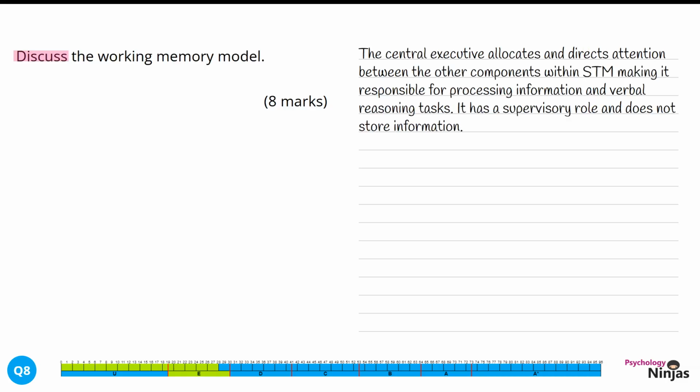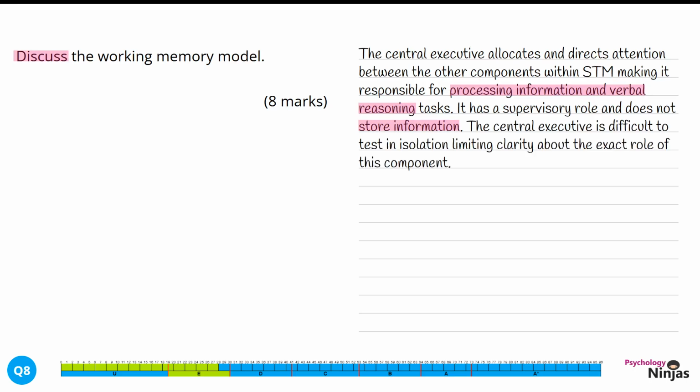The central executive allocates and directs attention between the other components within short-term memory, making it responsible for processing information and verbal reasoning tasks. It has a supervisory role and does not store information. We've given a detailed explanation about the role of the central executive, discussing its role in certain tasks in terms of processing information and verbal reasoning, and that it does not store information. From here, we're going to evaluate.